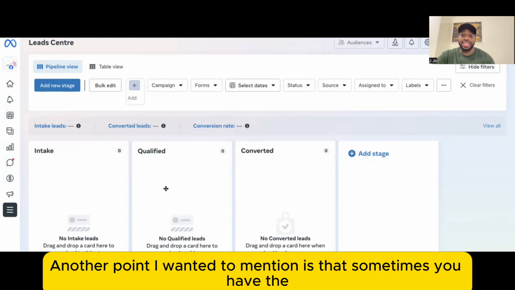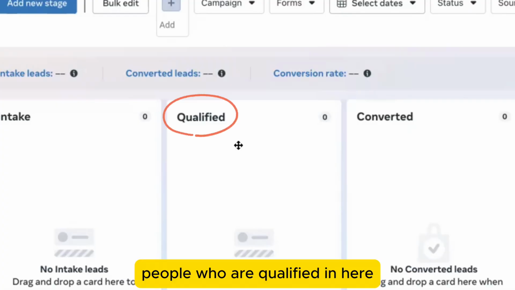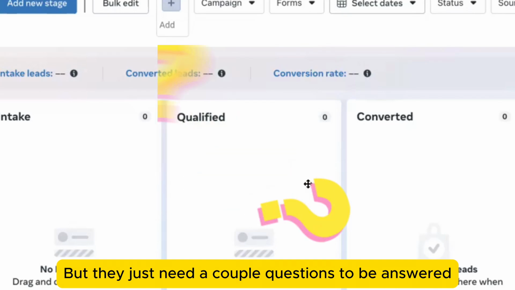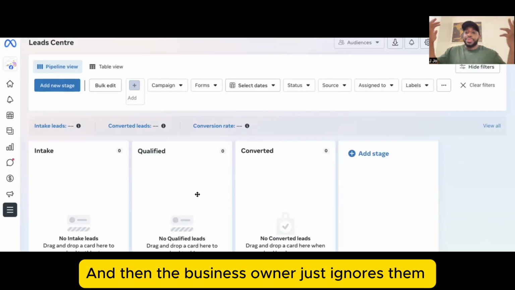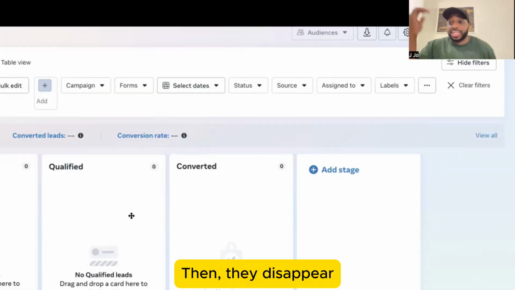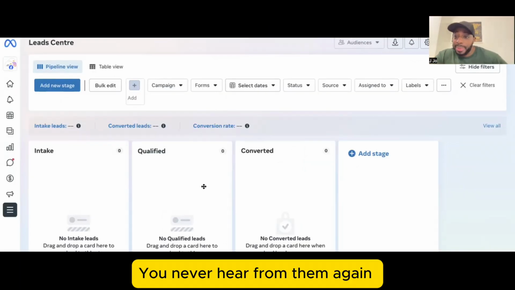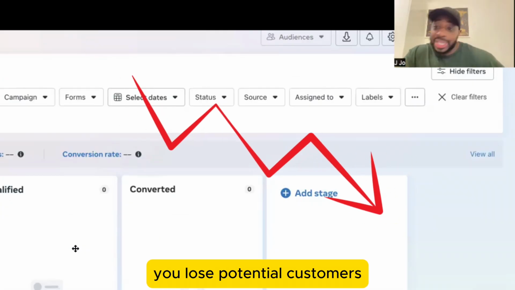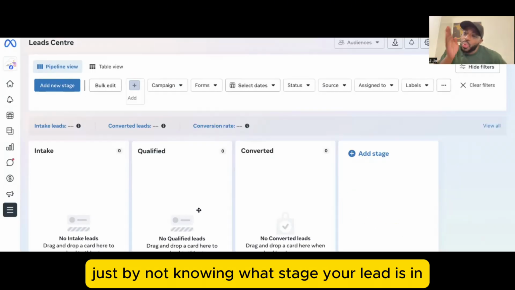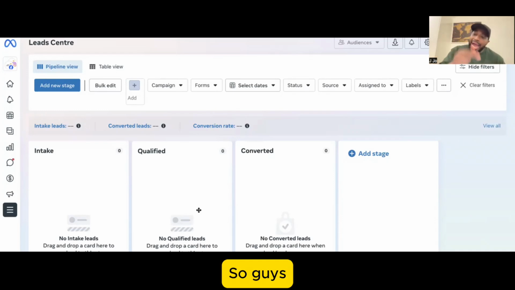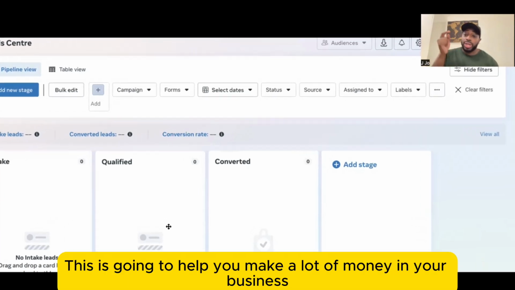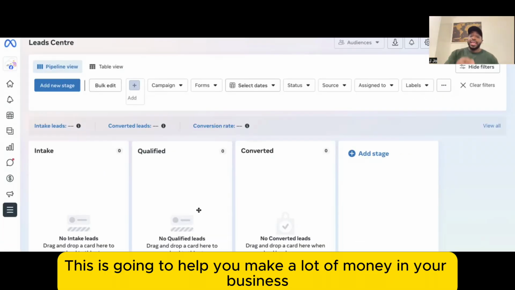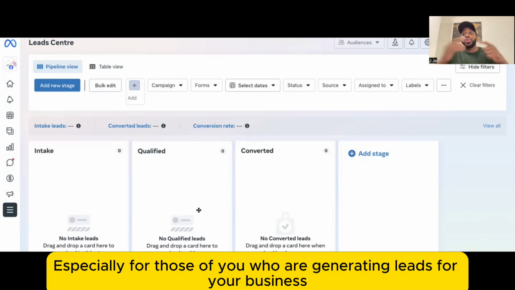Another point I wanted to mention is that sometimes you have people who are qualified in here, but they just needed a couple of questions answered, and the business owner just ignores them, and then they disappear. You never hear from them again, right? And what does that mean? That means you lose revenue, you lose potential customers just by not knowing what stage your lead is in that pipeline. So guys, make sure you do this. This is going to help you make a lot of money in your business, especially for those of you generating leads.